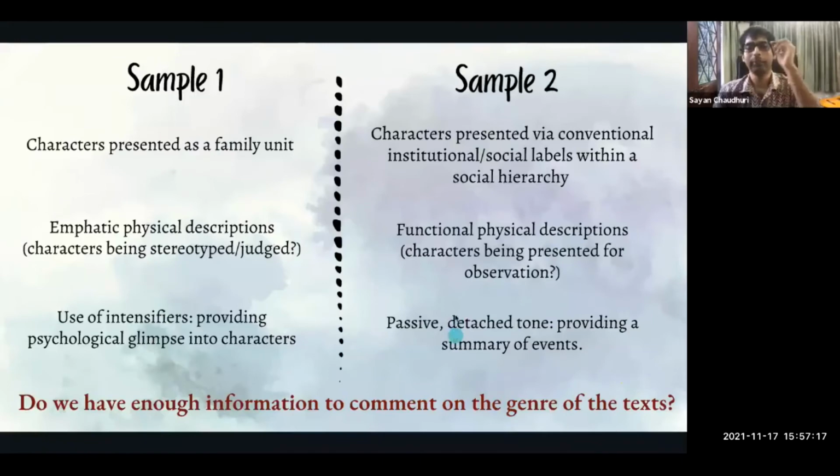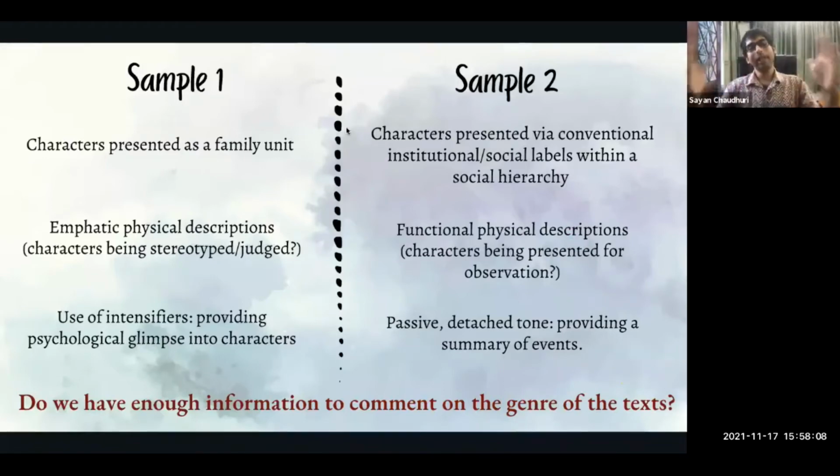And what we now want to try to understand is, let's say the first one was sample one, where we looked at how characters are presented as a family unit, perhaps a sort of middle class unit, defensive about their identity, about their normalcy. But here characters are presented via conventional labels, right? So here it's not said Mr. Dursley was a regular bank manager, right? It says Mr. Dursley is a big beefy man. So here you have emphatic physical descriptions, whereas here you have functional physical descriptions, right? Regular clothes. In the first sample, you have use of intensifiers, providing some glimpse into the characters. Here you have a passive or detached tone, providing a summary of the events.